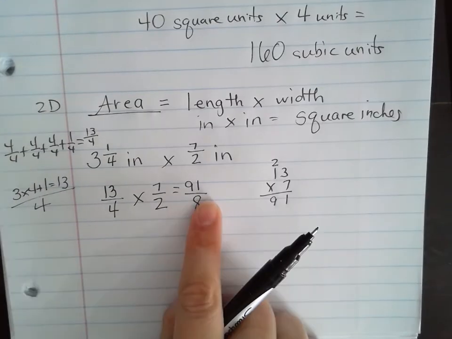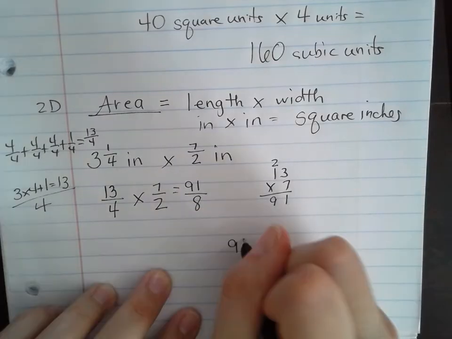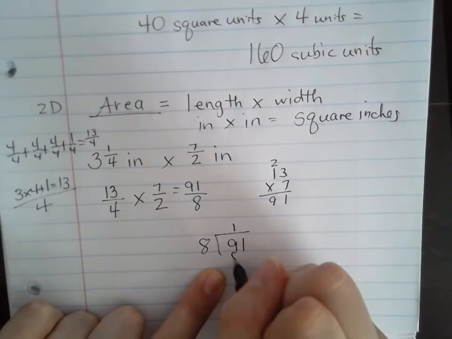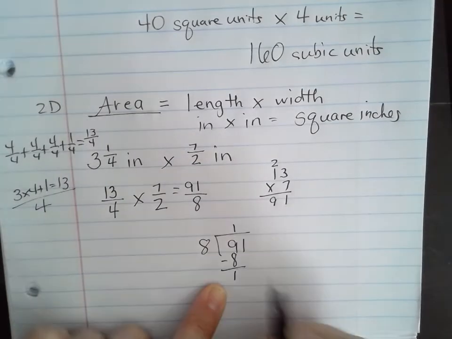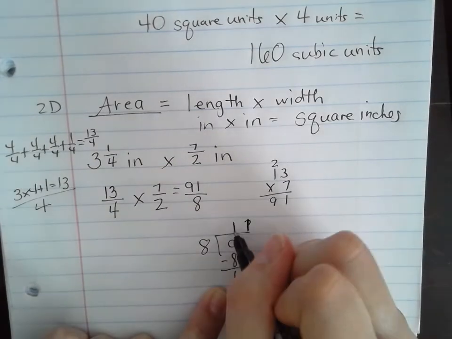So 91 divided by 8. 8 goes into 9 one time because it gets you to 8. 9 minus 8 is 1. Bring down your 1. 8 goes into 11 one time because it gets you to 8, and we end up with remainder 3.